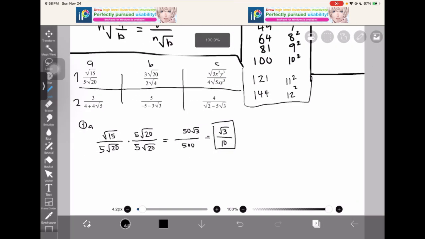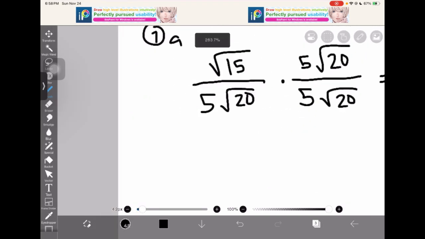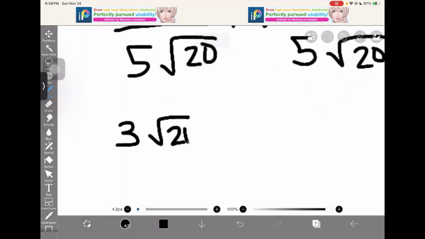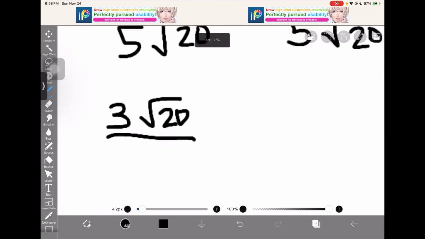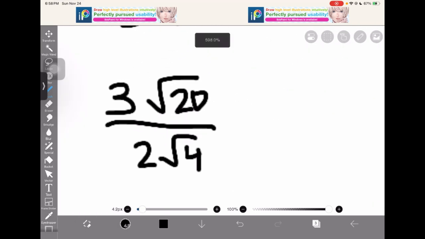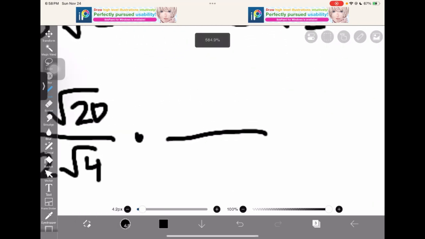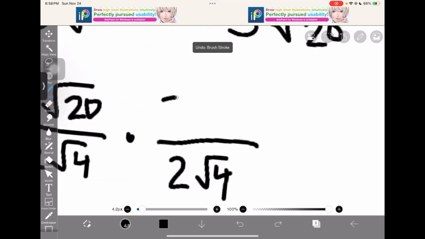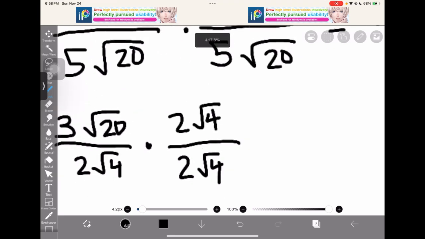For the second one, let's do the second one now. It's going to be 3 square root of 20 over 2 square root of 4. Same drill here. We're just going to duplicate these two: 2 square root of 4 and 2 square root of 4 at the top as well.